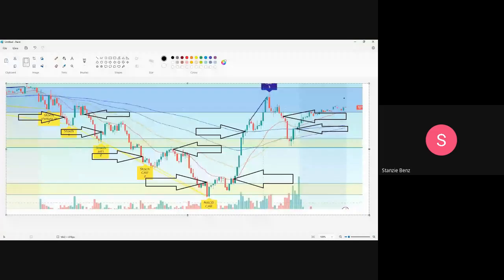Okay, so these arrows are the entries that he took, and they're a bit off. If you watched my video on the zone scalping, you can see where he's wrong. I'll just quickly talk about it.